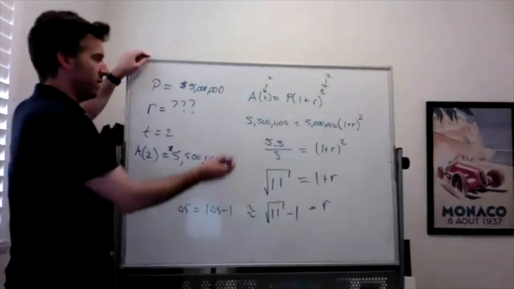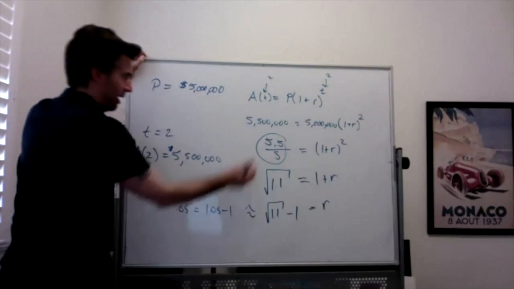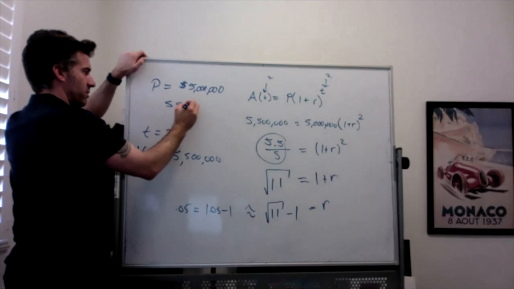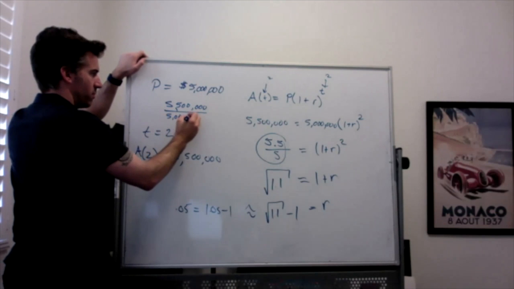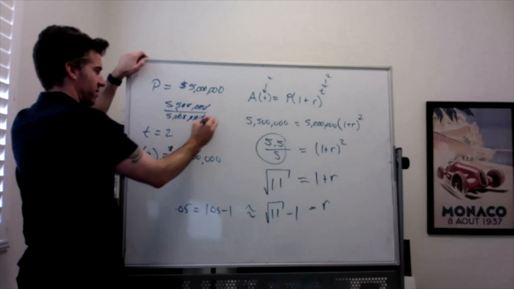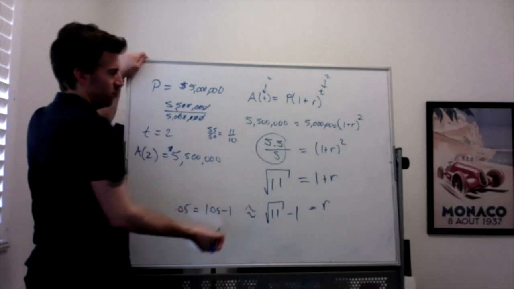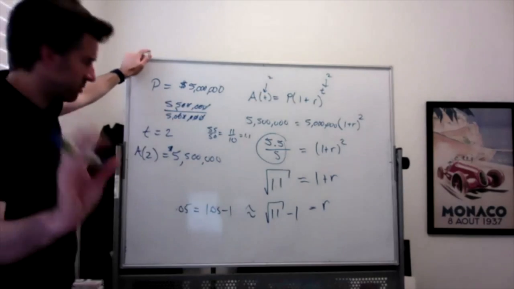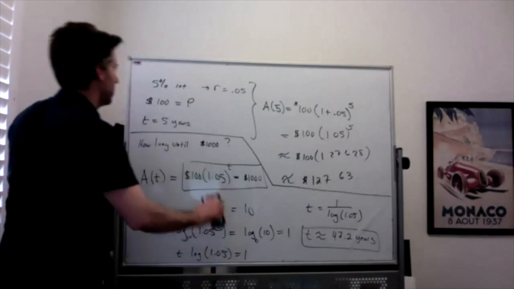So I want to make sure everyone's cool with this. Just in case you weren't cool with that step, I just divided both sides by 5 million. So I had 5,500,000 divided by 5 million. And then I cancel all those. So I got 55 over 50, which is just 11 over 10, which is 1.1. There's a lot of different ways you could go there, but I just want to make sure everyone's okay with that.